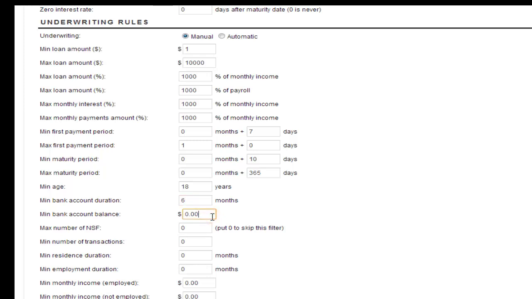And the minimum bank account balance. This is pretty straightforward, but here you can set a bank account balance that you require applicants to have. In other words, the applicant must have X amount of funds available to get a loan. We'll say that generally we deal loans that are between $300 and $500, and so we want them to at least have $300 in their bank account before we're going to give them a loan.